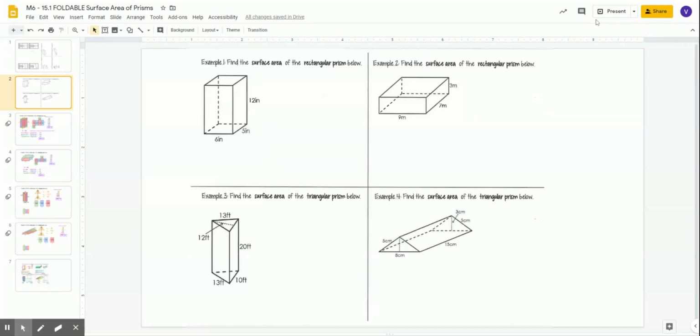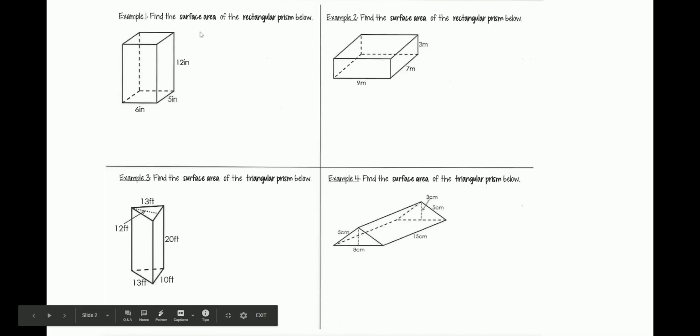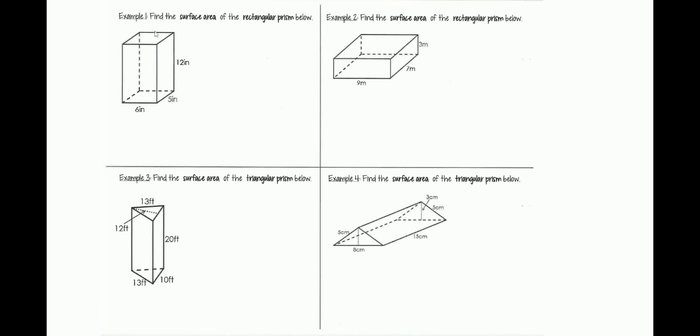In this video series, we're going to learn how to find the surface area of rectangular and triangular prisms. This is the first part, and in part one, we're going to focus on rectangular prisms. So remember, surface area is the area of all the sides added up.